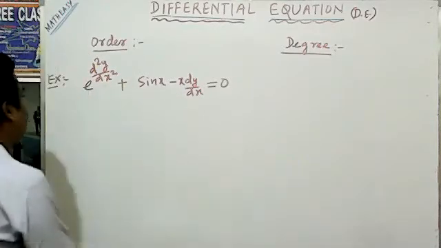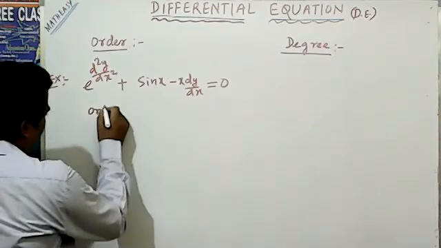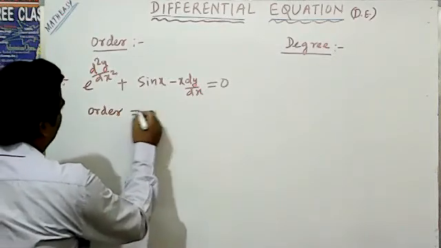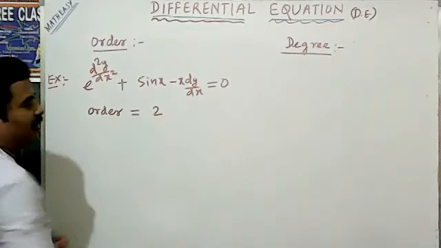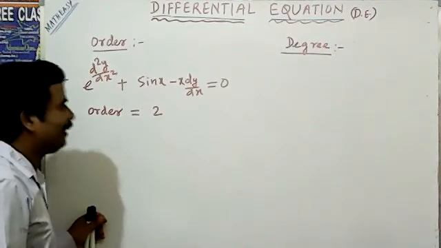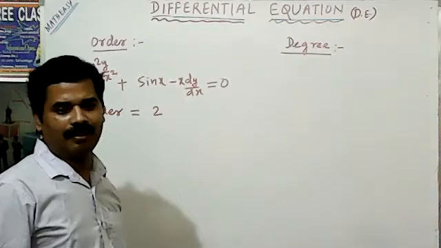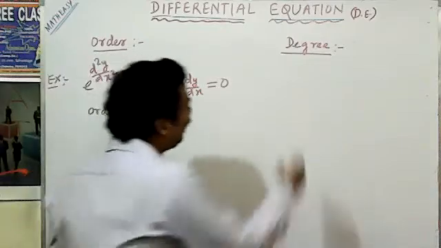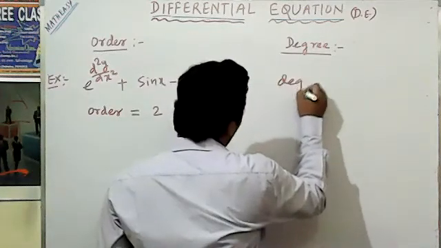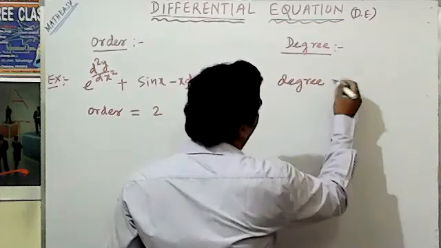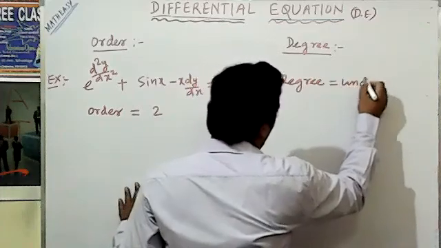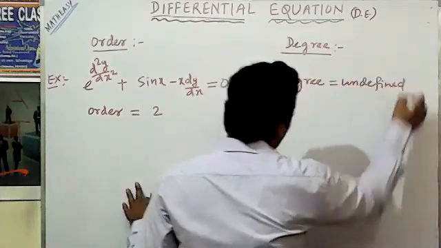So order is equal to 2 because of the 2 times derivative. And degree is undefined. Why is degree undefined? Because it is not a polynomial differential equation. So that's why it is undefined.